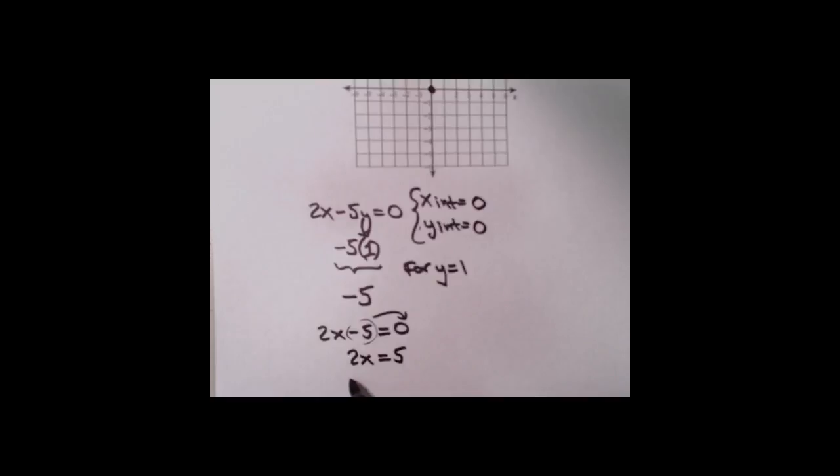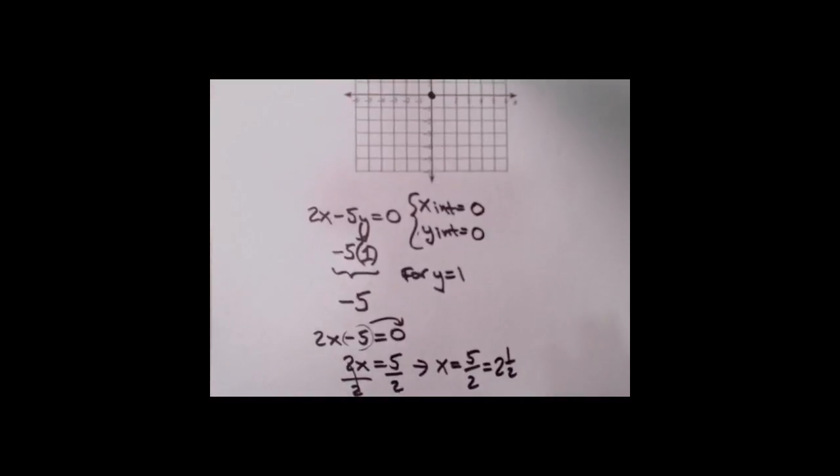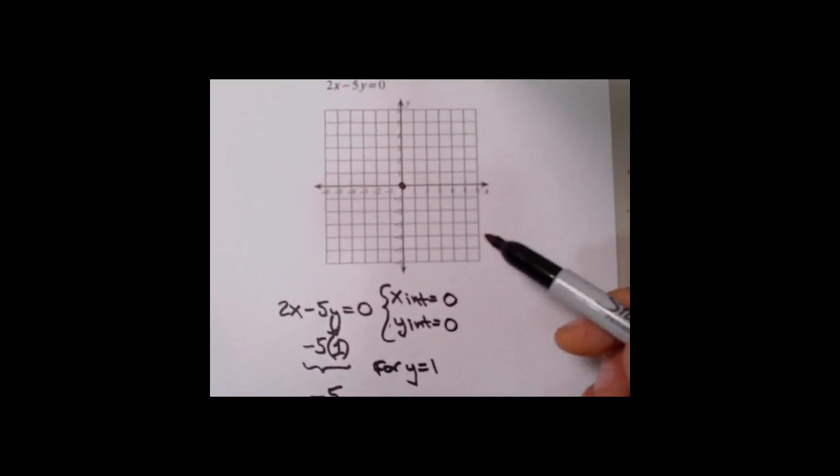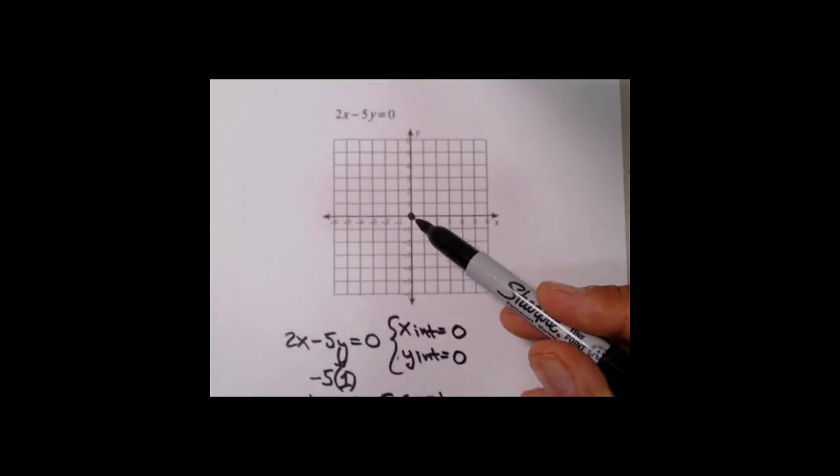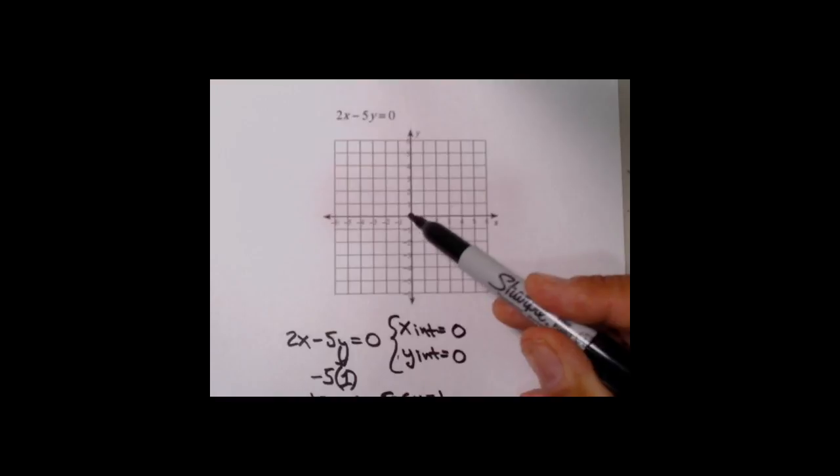Now I turn around and divide both sides by 2, and I get x equals 5/2, or 2.5 as a mixed number, which is easier for us to graph. So, the original problem we had up here, because of the 0 on the right, was that both the intercepts were at the origin, 0, 0 here.